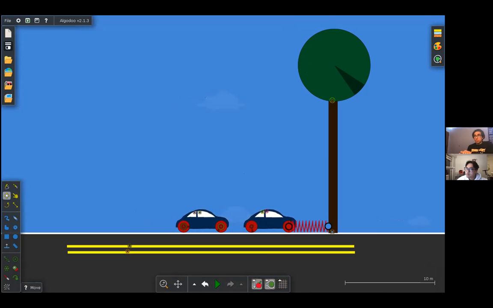Creating the model, we drew the outline of two cars using the polygon tool. Then we created 4 circles with axles, and that was used to represent the wheels of the car. For the first car on the left, we added motors to the car.